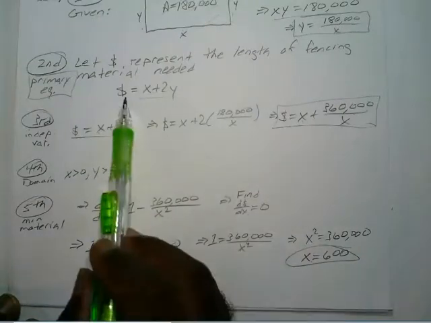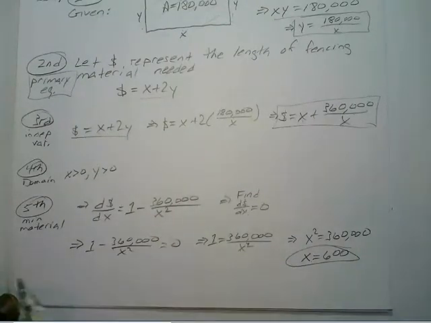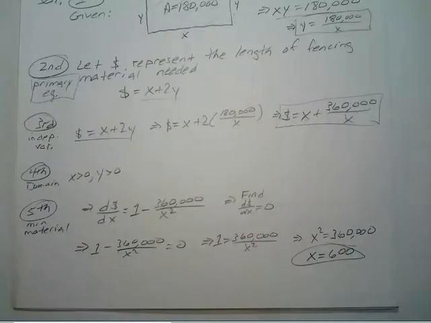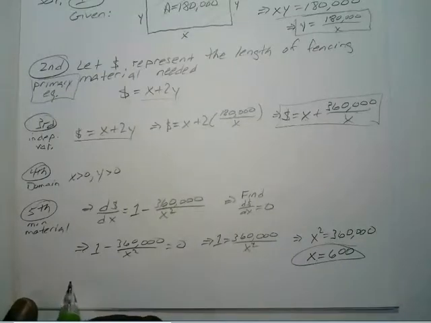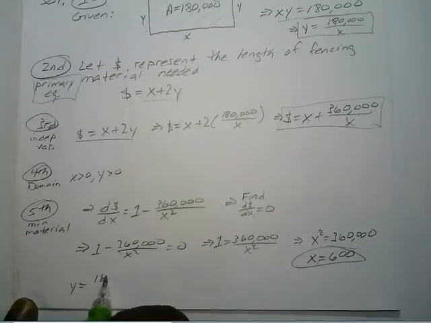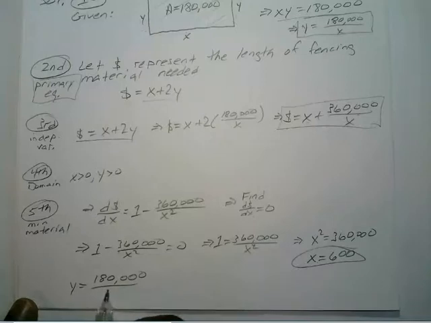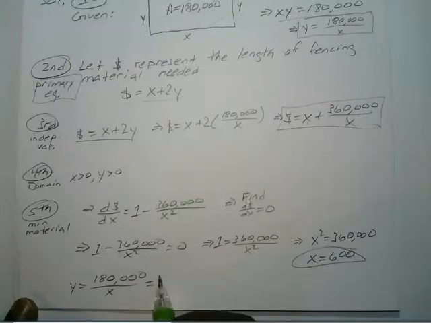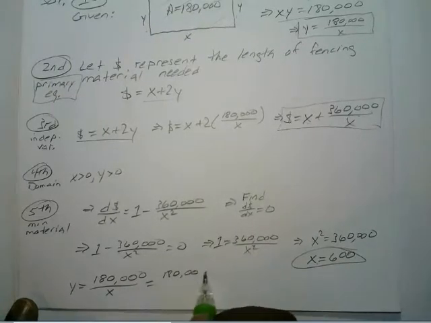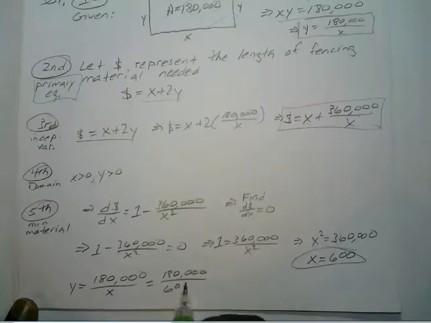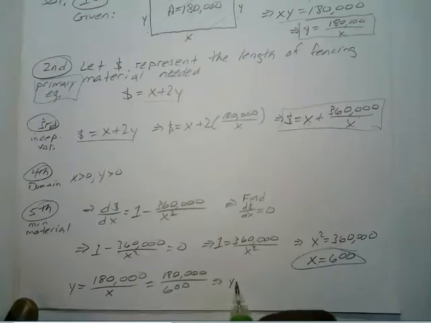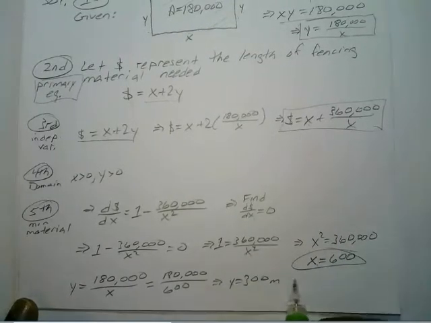Okay, so we know s. Where is it? Ah, y is equal to 180,000 over x. That's the one I was looking for. Okay, so y is equal to 180,000 over x, which is just 180,000 over 600. Okay, so y is equal to 300 meters.